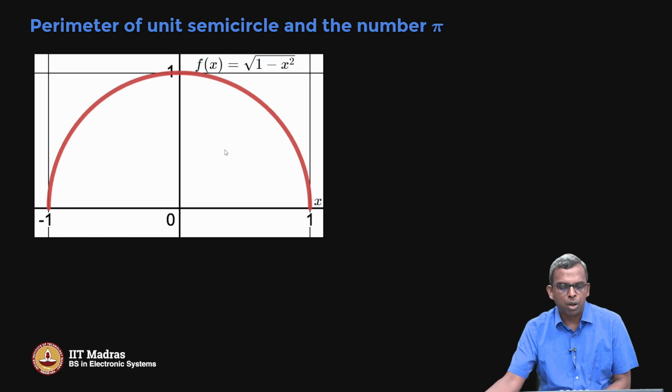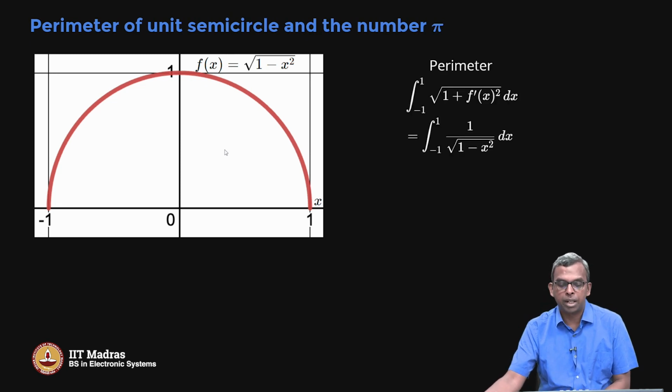How does pi come about? So here is the important fact. We can now figure out the perimeter of the semicircle, right? What is the distance that I would travel if I go along this circular arc from -1 to +1? Okay, so we know a formula for that, no?